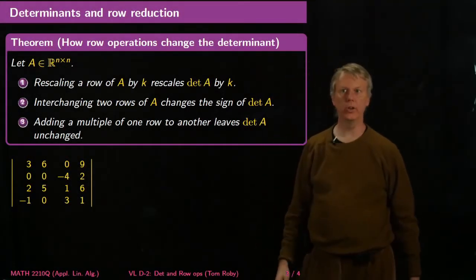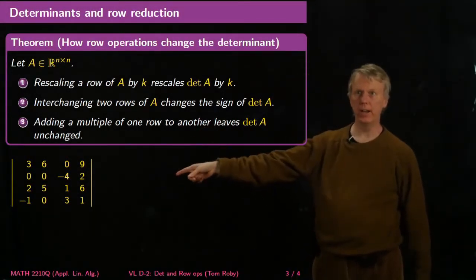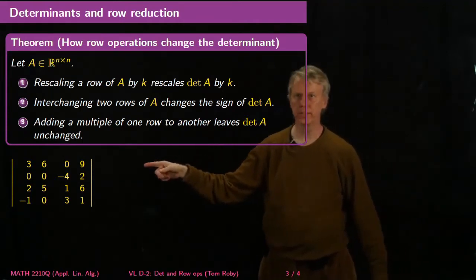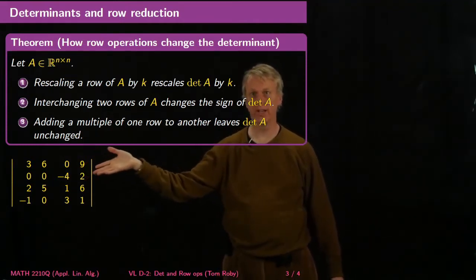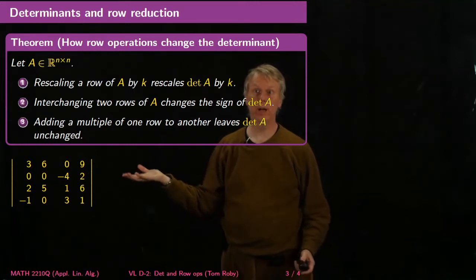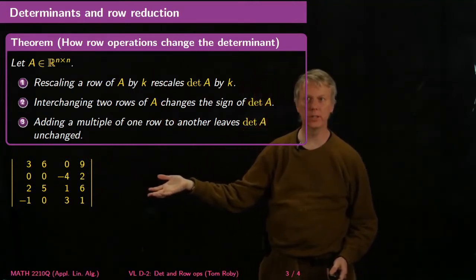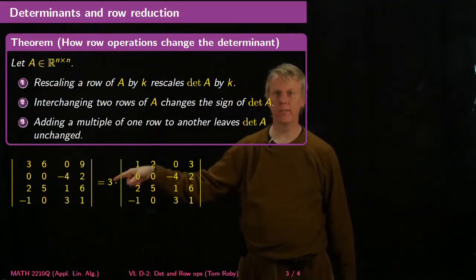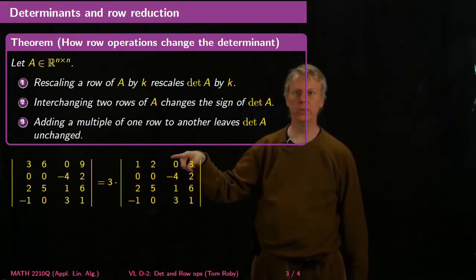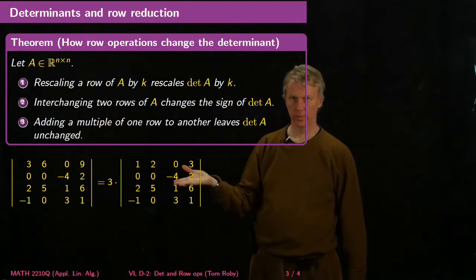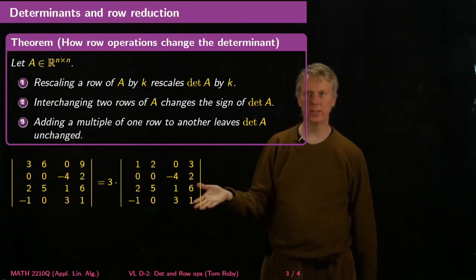All right, so let's take a look at an example here. If I've got this matrix, then I've got 3, 6, 0, 9, 0, 0, negative 4, 2, and so on. How can I use these properties? Well, the first row looks like I could factor a 3 out, so let's do that. If I factor the 3 out, then I've got 1, 2, 0, 3, but the rest is unchanged.